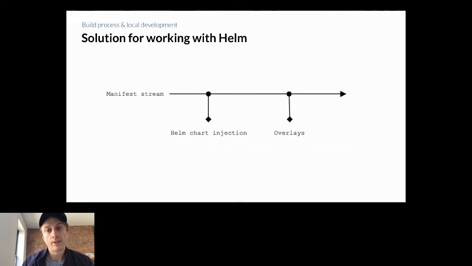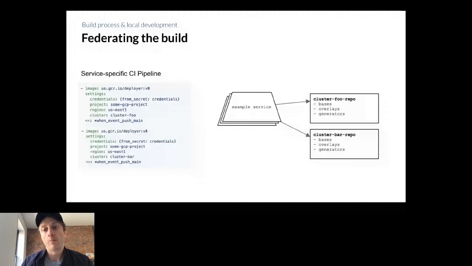Next, I just want to discuss how we are federating our projects. We have a single repository for the specific cluster, and repositories for every single service that belongs to that cluster. We can see the service-specific CI pipeline on the left. This is for, say, a service foo, where it wants to deploy to both cluster foo and cluster bar. It can do that simply by creating steps in that CI pipeline that tell it which cluster to deploy to.